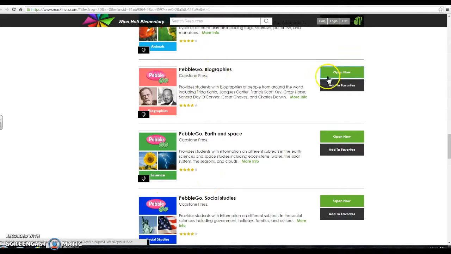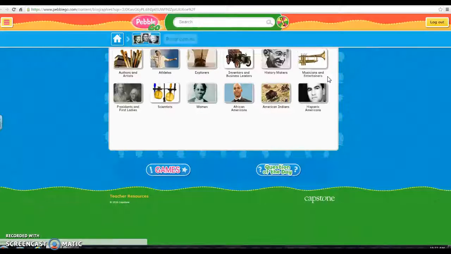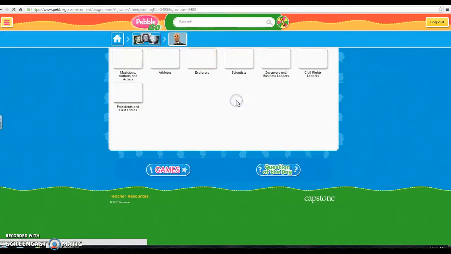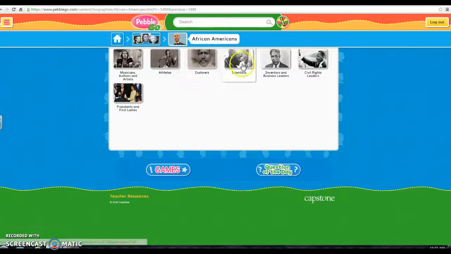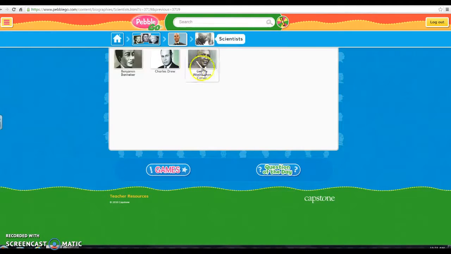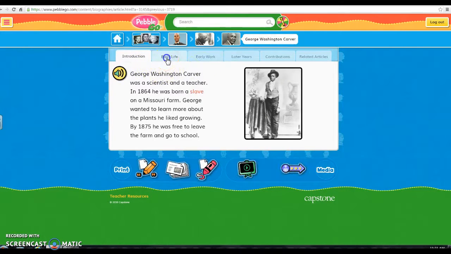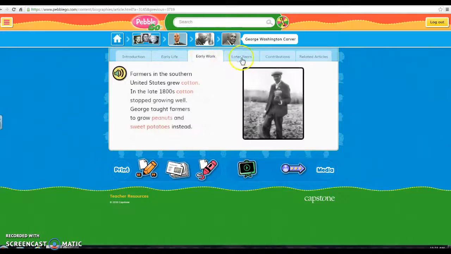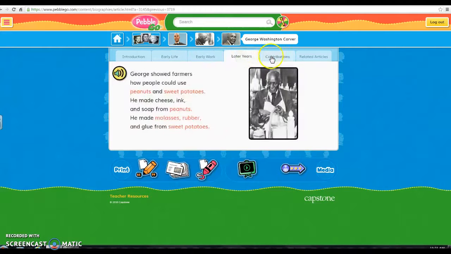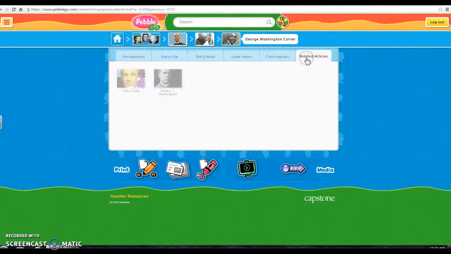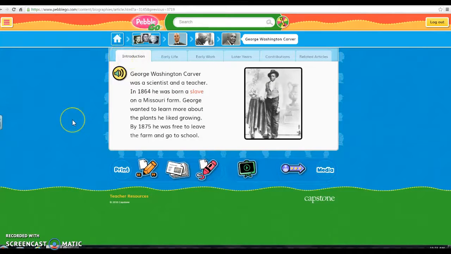If we were to click on the biographies, students could look here. They could pick athletes, artists, presidents. If we were to look at the African Americans, they could pick George Washington Carver. They could look at his introduction, his early life, some work that he has done, what he's done in his later years, his contributions, and it also gives related articles. This would be a great website to use if they were to research. This would also work for those students that need accommodations for listening.